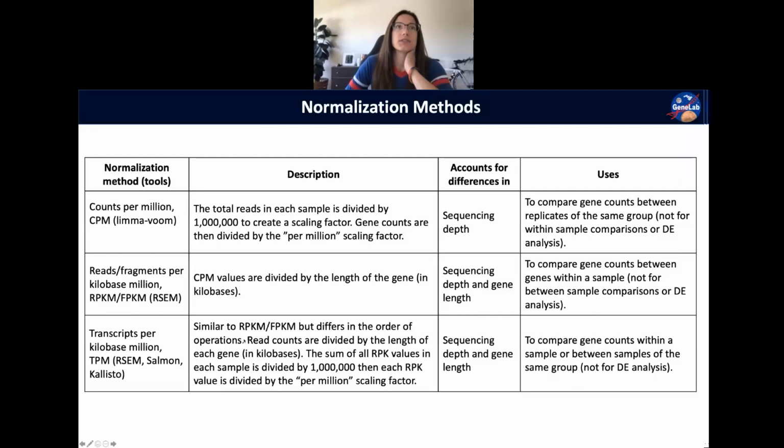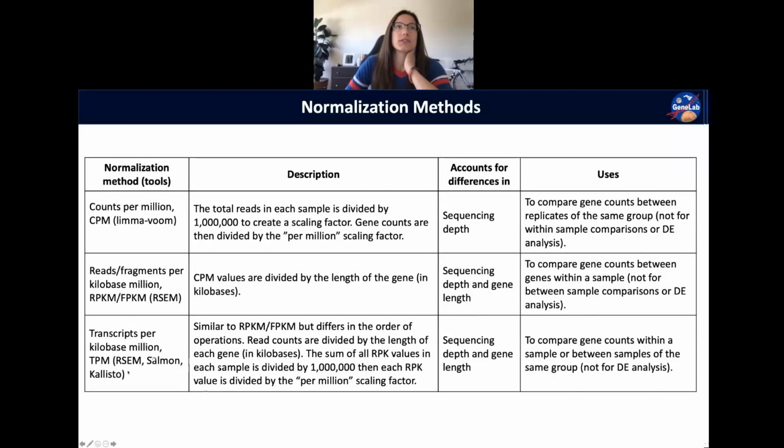Could you use an RNA spike-in for normalization? Oof, that is a big discussion that we constantly have at GeneLab. Can you hold that and we'll talk about it after the break? So yes and no is the answer to your question.